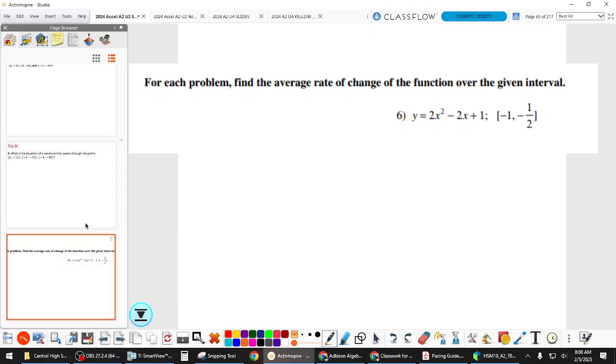So we're finding the average rate of change, but just with the function rule instead of the graph. But what does that mean to do? We don't care at all about the form.